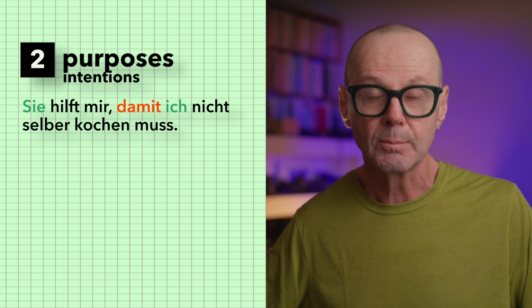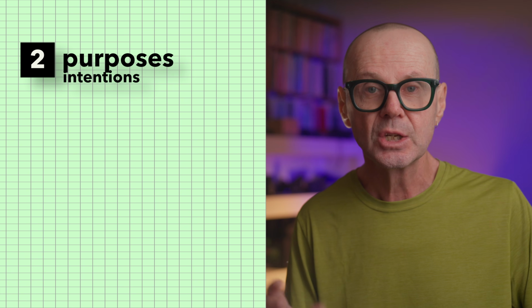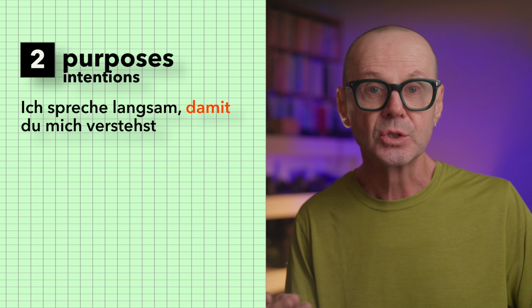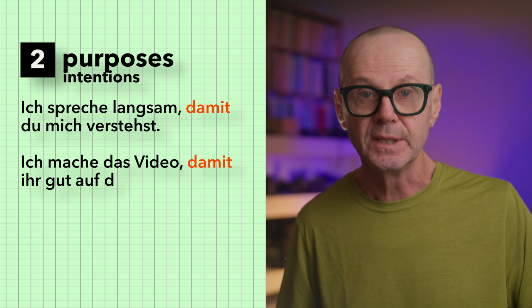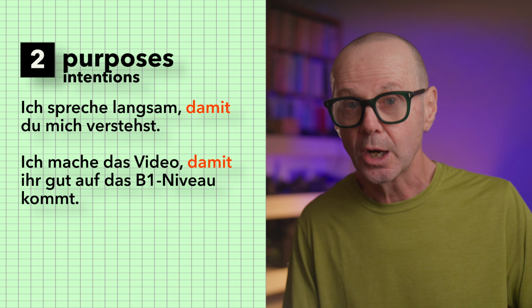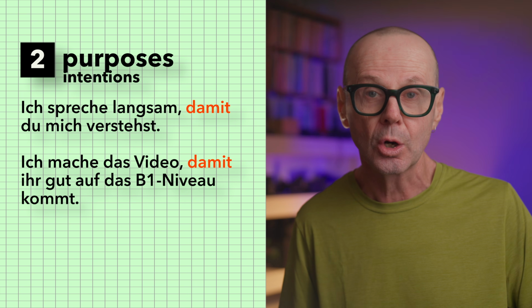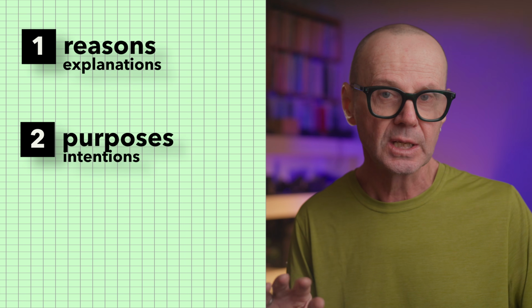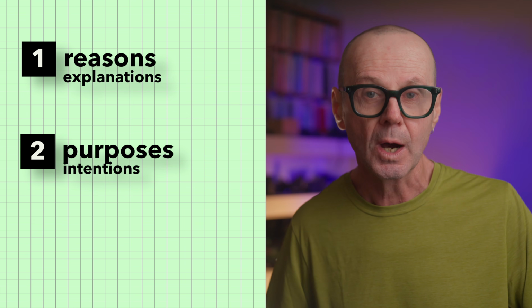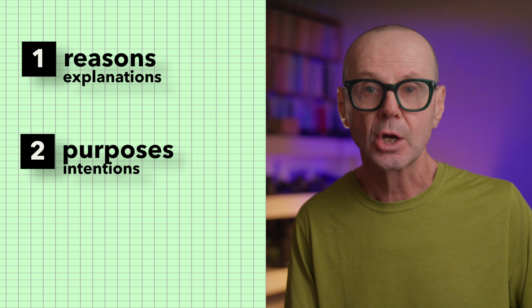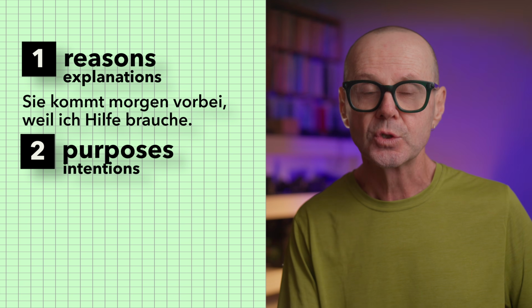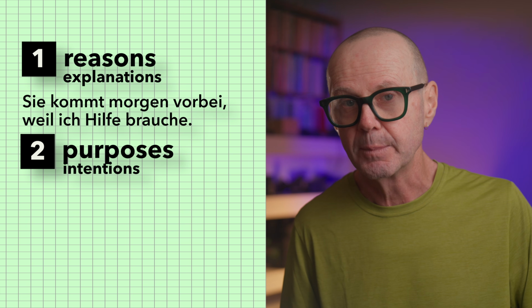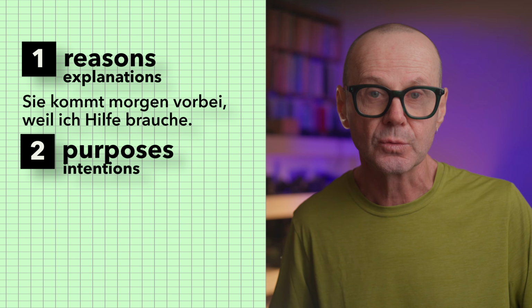A couple more examples before we move on. Ich spreche langsam, damit du mich verstehst. Ich mache das Video, damit ihr gut auf das B1-Niveau kommt. So we've talked about how to give reasons, explaining why something happens. Sie kommt morgen vorbei, weil ich Hilfe brauche. We've talked about how to describe intentions, what you're trying to achieve.